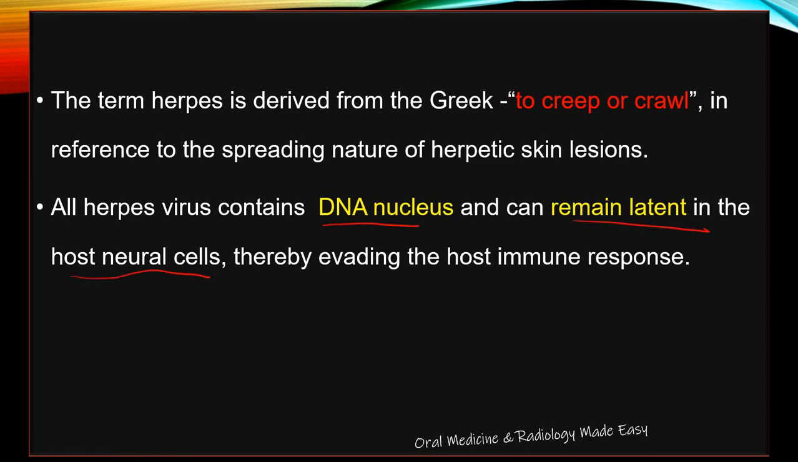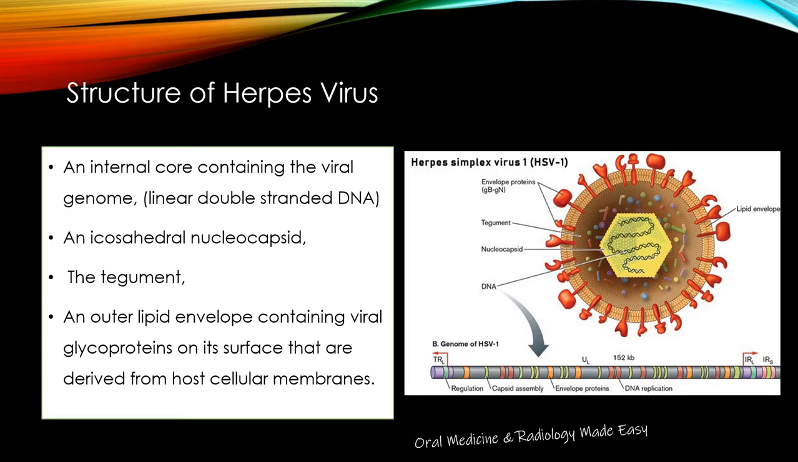This is an important characteristic of herpes virus, that it can remain latent in the neural cells and thereby evade the host immune response. What is the structure of herpes virus? It contains an internal core containing the viral genome, which is nothing but linear double-stranded DNA. It may come as a multiple choice question. What is the structure of DNA of herpes virus? It is linear double-stranded DNA.